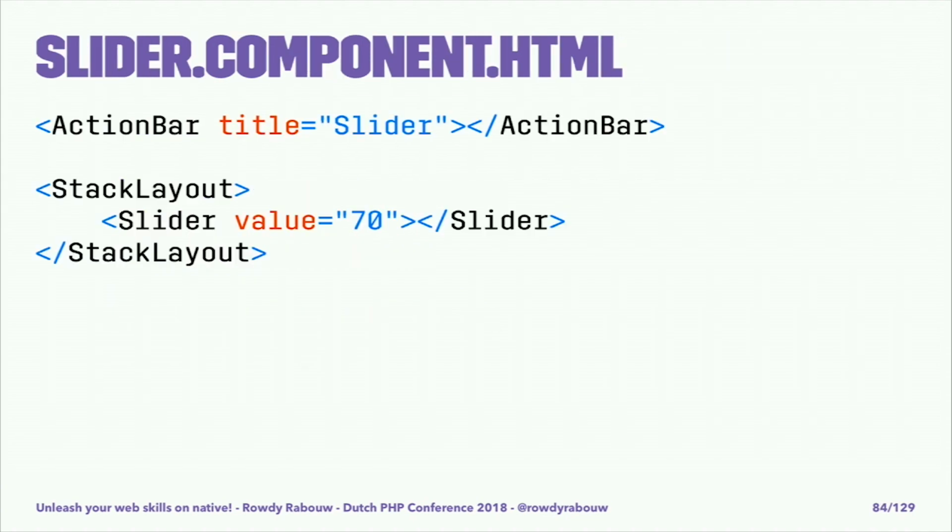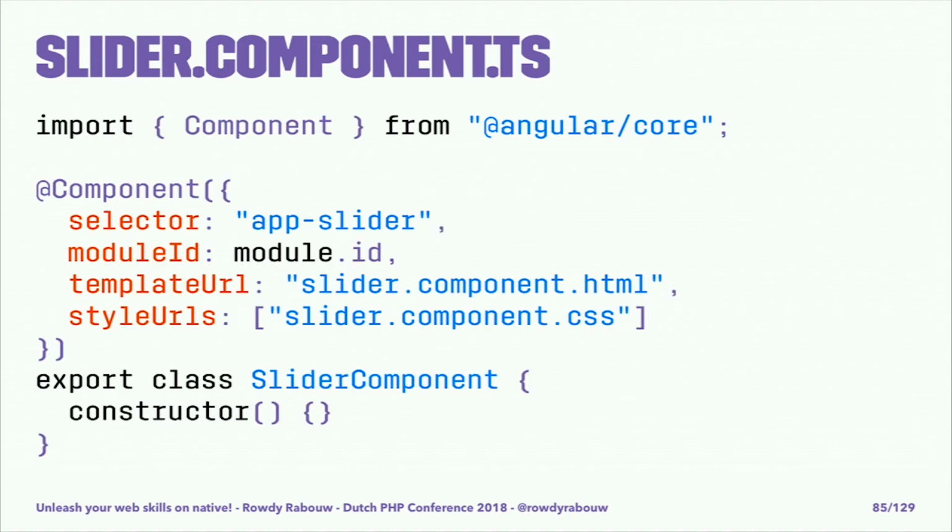So in that HTML file, it's pretty simple. I have an action bar on top. I have a stack layout with a slider in there. And it has a value 70. That means 70% of the track. I have a TypeScript file that is just boilerplate, actually. It doesn't do anything. It just refers to use template URL, the HTML file we just created, and for styling, use the CSS file. That's all.